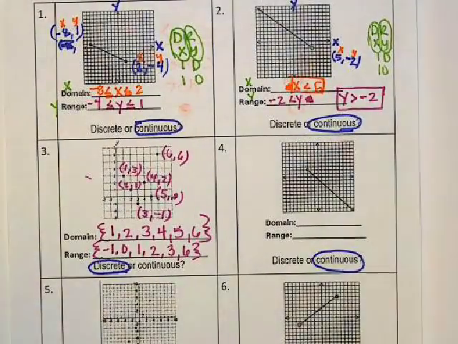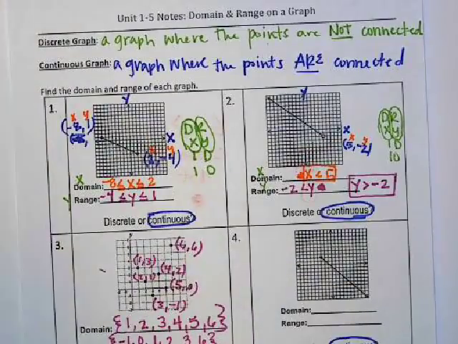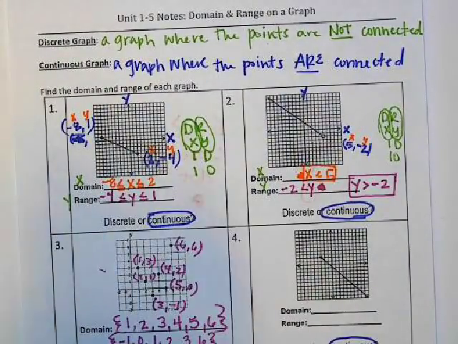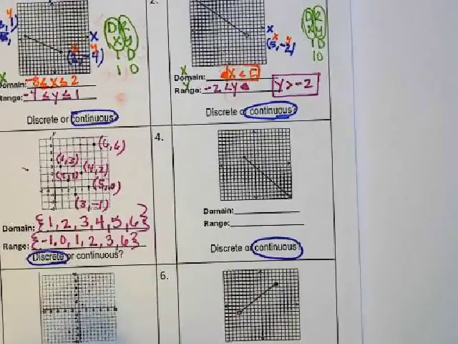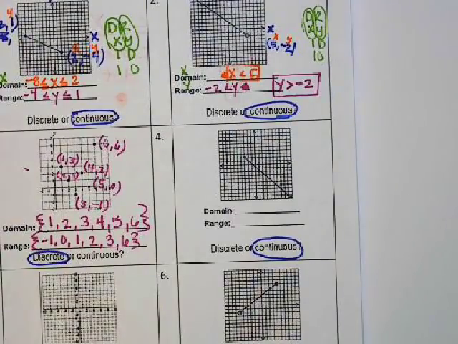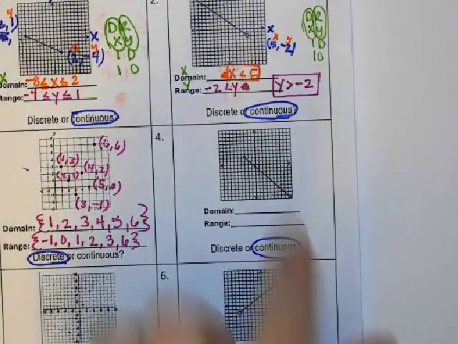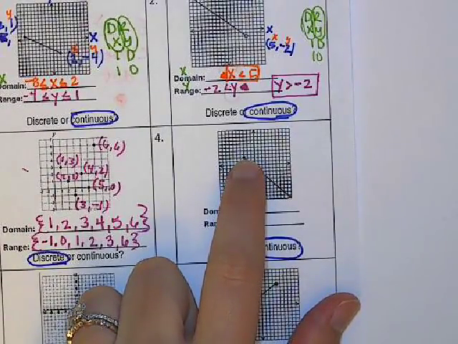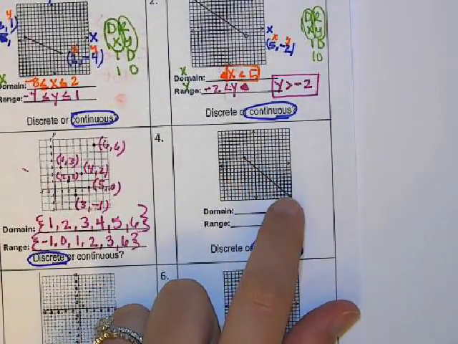Okay, number 4. Look at number 4. Those are the 3 different ways that we're going to talk about domain and range on a graph. The next 3 that we do are going to be repeats of what these are, just different numbers. So number 4, what type do I have here? I've got a line. I've got a dot. And I've got an arrow.